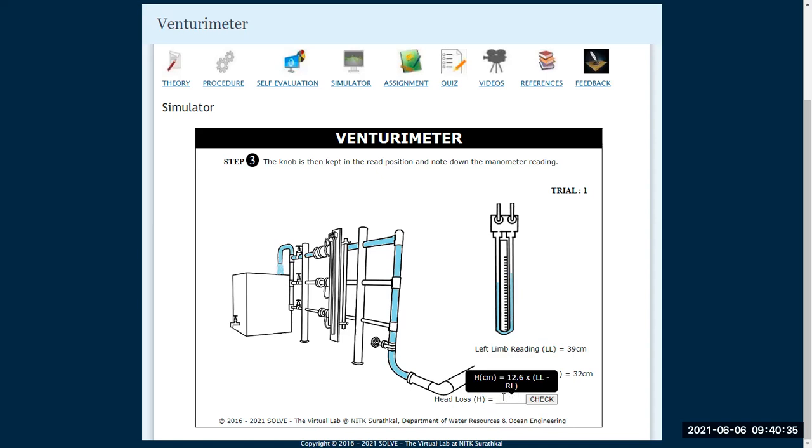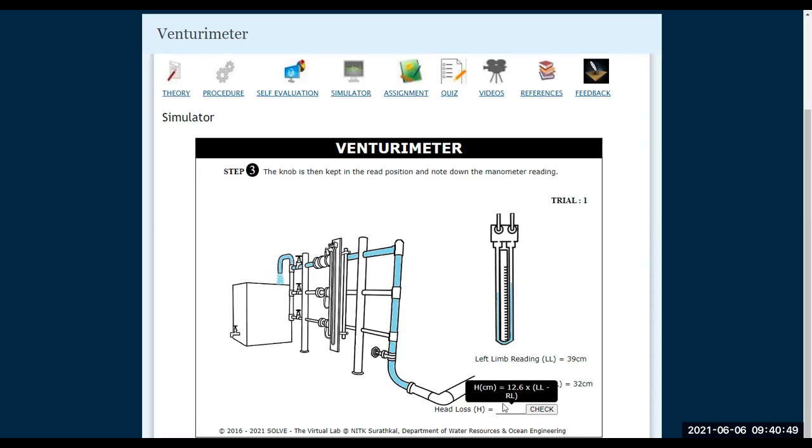It is showing the head loss formula, that is H in centimeter, because the manometric readings are in centimeter, so the head loss will also be in centimeter. The head loss formula is the difference between the left limb reading and the right limb reading, into 12.6. So the left limb, that is 39 minus 32, you will get 7 centimeter, into 12.6. So you will get around 88.2 centimeter.